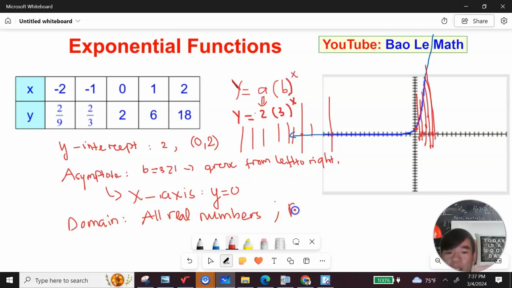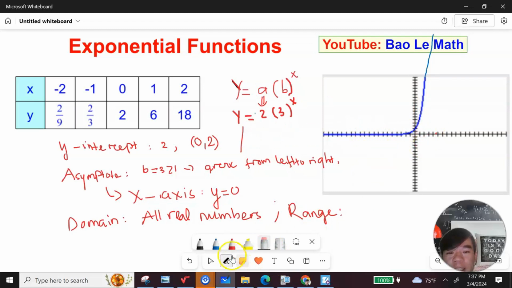Now, we're going to talk about the range. Alright, the range. So since the graph never touches the x-axis, you see that? It's getting closer. The x-axis means y equals 0. But because the graph never touches the x-axis, which means y should be greater than 0, okay? So you look at the blue line right here, it's always above the x-axis, right? It's always above the x-axis. You see that? It's from 0 all the way up.